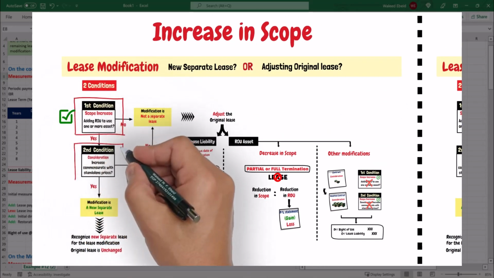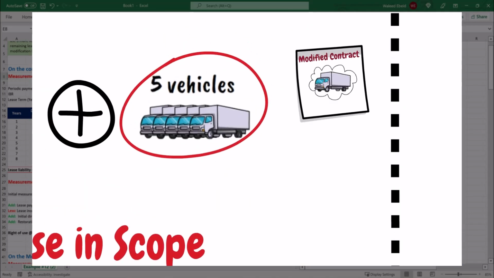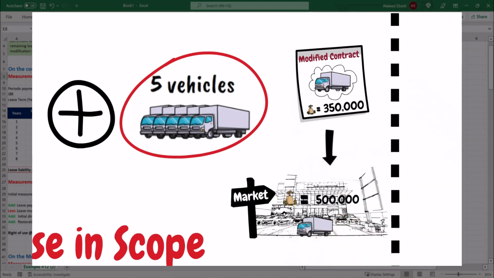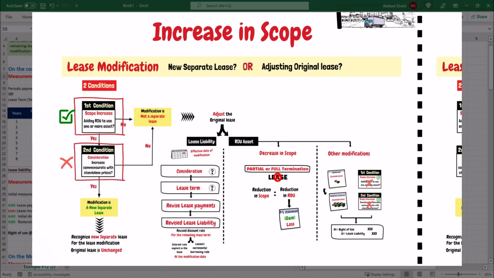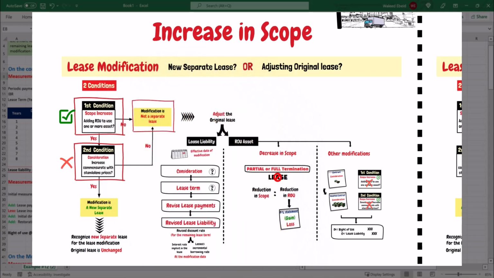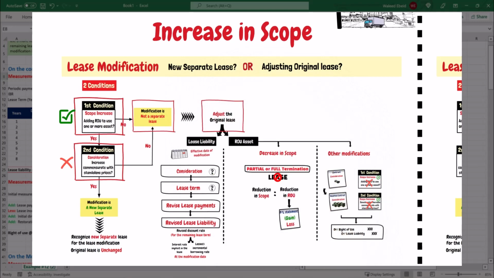Second, does the consideration for the lease increase by an amount commensurate with the standalone price for the increase in the scope? As per the modified contract, the consideration for the additional vehicles is $350,000 compared to $500,000, which is the standalone price for these vehicles in the market. This means that the increase in the consideration for the lease is not commensurate with the standalone price for that increase, the case which does not satisfy the second condition, and therefore, we should account for the lease modification that increases the scope of the lease by adjusting the original lease and not as a separate lease.